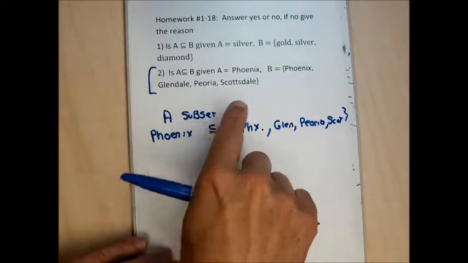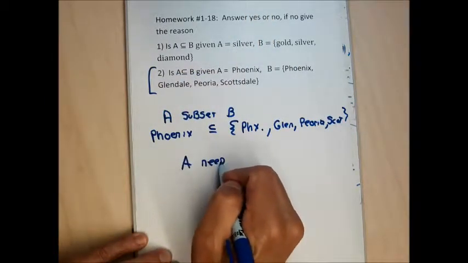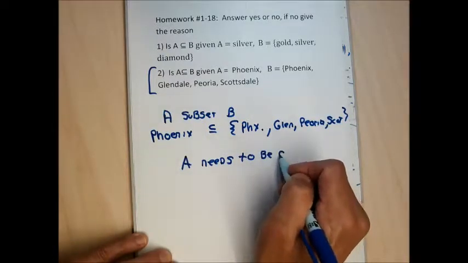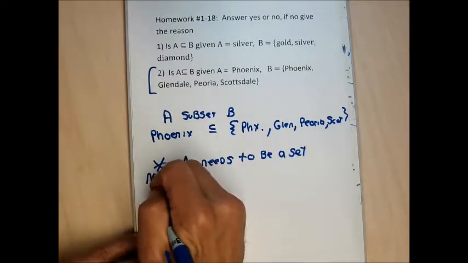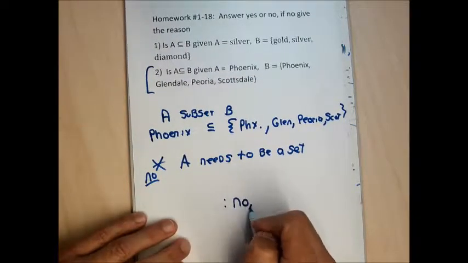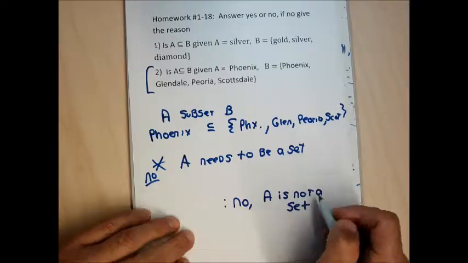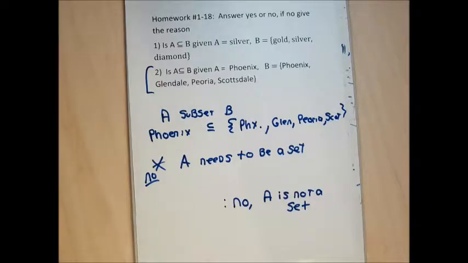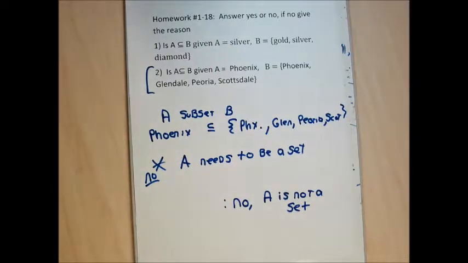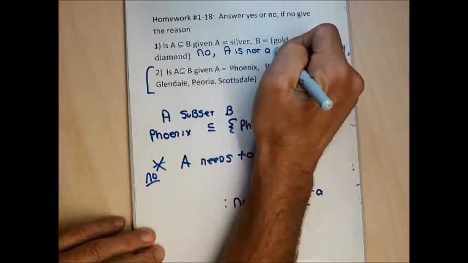So in order for me to answer yes, I need to satisfy two criteria. The first criteria is A needs to be a set. And this is the big no because the A doesn't have the set braces. So my answer to this problem is going to be no. And the reason is because A is not a set. For your problem 1, I think it's going to be essentially exactly the same thing. I believe you're going to say no as well. And it's going to be the same reason because it's not a set. So my answer and your answer should be essentially the same. You'll probably say no, A is not a set.